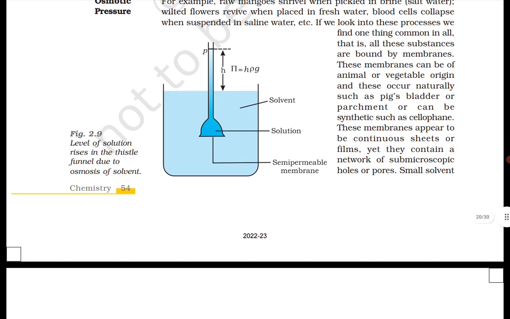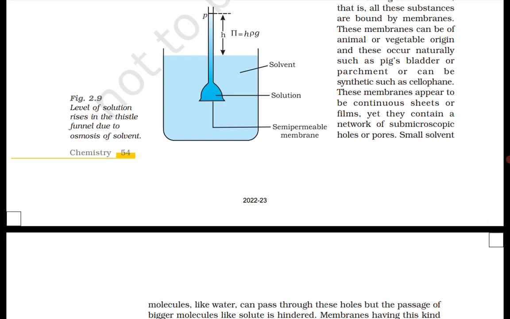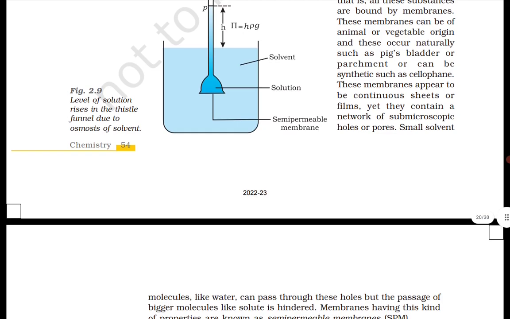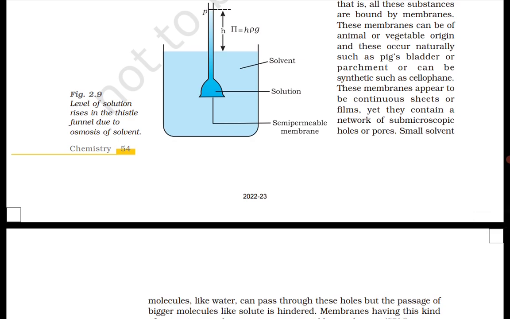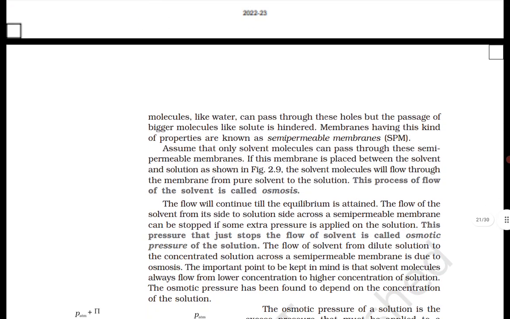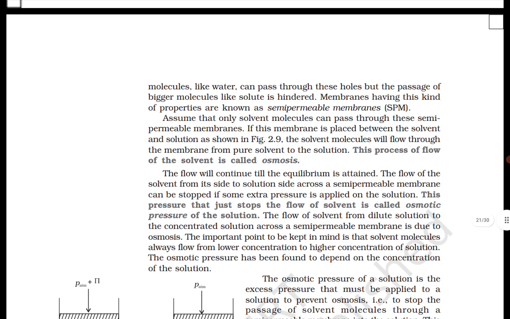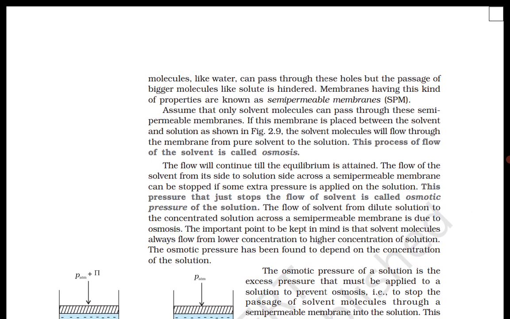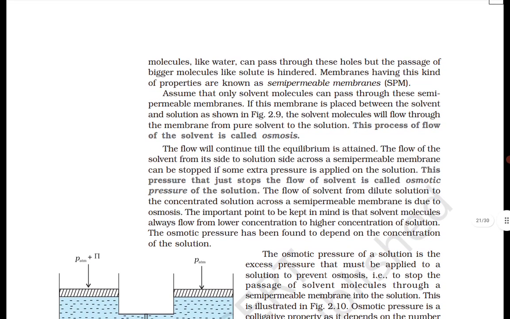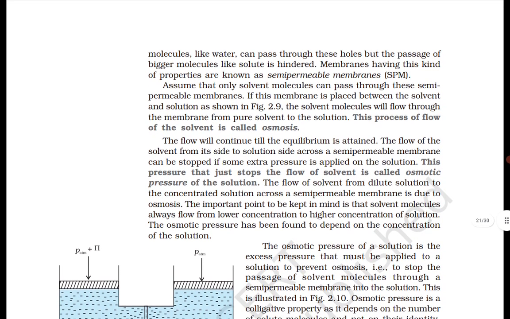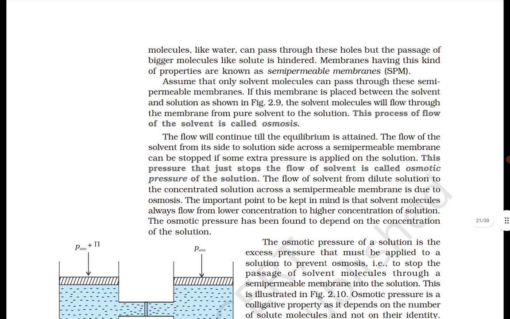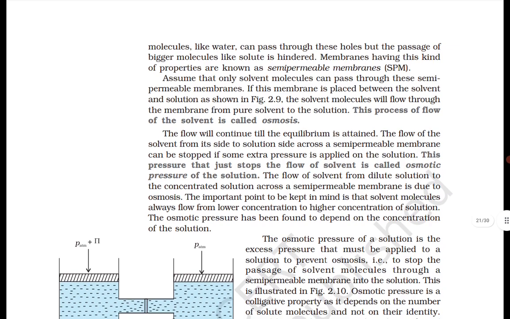These membranes appear to be continuous sheets or films, yet they contain a network of submicroscopic holes or pores. Figure 2.9 shows the level of the solution rising in the thistle funnel due to the osmosis of solvent. Small solvent molecules like water can pass through these holes, but the passage of bigger molecules like solute is hindered. Membranes having this kind of property are known as semi-permeable membranes, in short SPM.